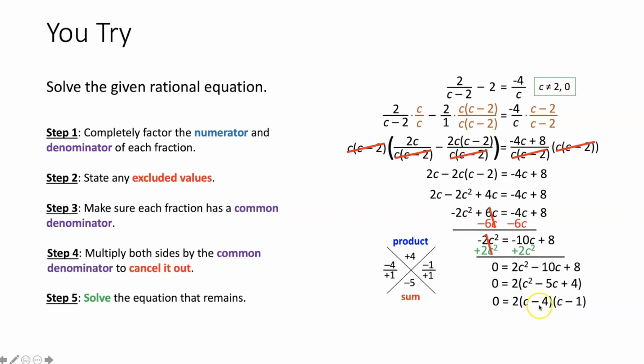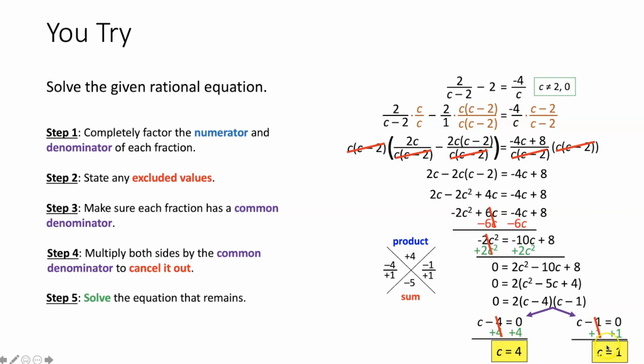We then have three things multiplied together that equal 0. So we've got to use the zero product property. You could just divide both sides by 2 right away and get rid of this 2. So it's really just these two factors we're focusing on. We need to figure out what values of c would cause either of those factors to equal 0. So when we set those equal to 0 and solve for c, over here, we add 4 to both sides, we get c is equal to 4. Over here, we add 1 to both sides, we get c is equal to 1.